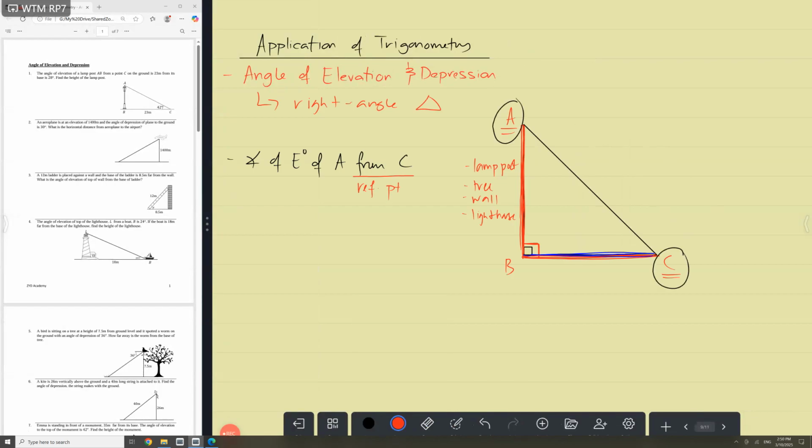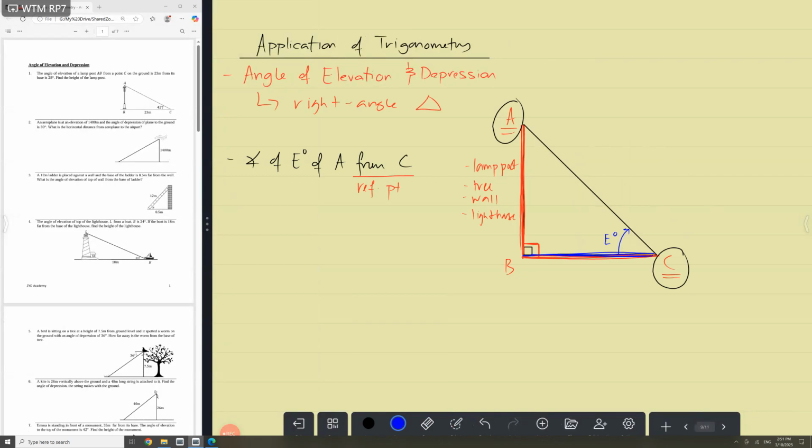Now we go back to our reference point at point C here, and identify the horizontal, which is this blue line. The angle of elevation is measured upwards from the horizontal to the line connecting A and C. So this is the angle of elevation. That is the angle I need to find, basically.